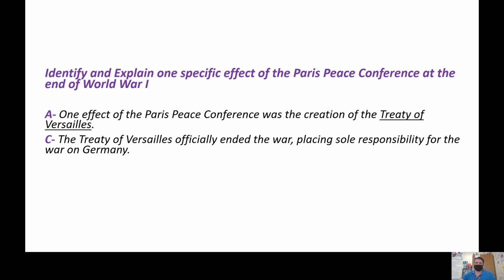The Treaty of Versailles officially ended the war, placing sole responsibility for the war on Germany. That's pretty good. But why? How? What did that do? Why is it even important that Germany took the fall?